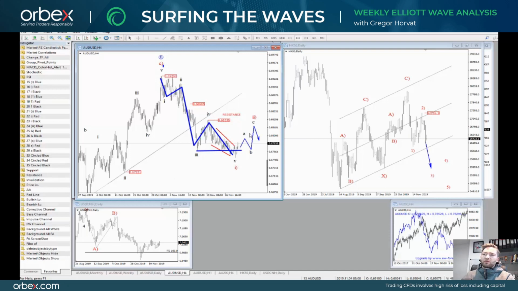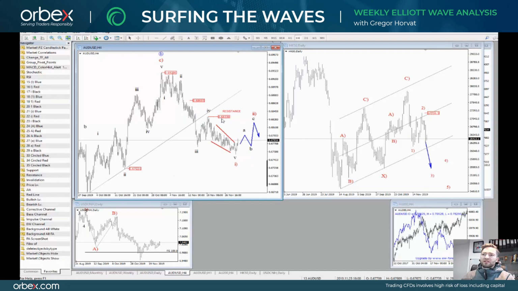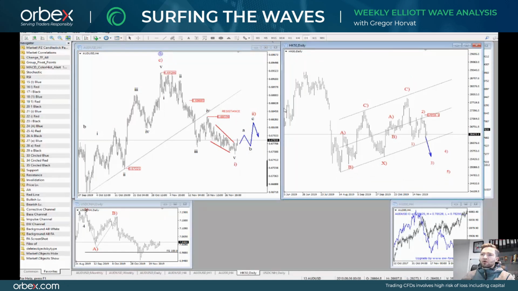So watch it now for a 3-wave recovery, and once this unfolds, I would be really interested to look for potential shorts. Now ideal resistance for this wave 2 obviously comes in at 68.33 level. At the same time, I would keep an eye on Hang Seng index. Now these are correlated markets, okay?